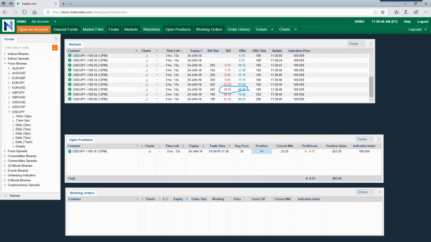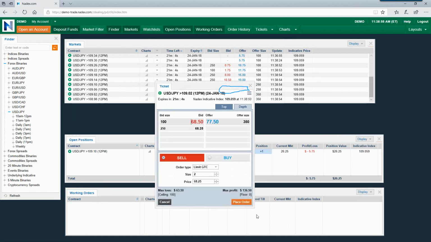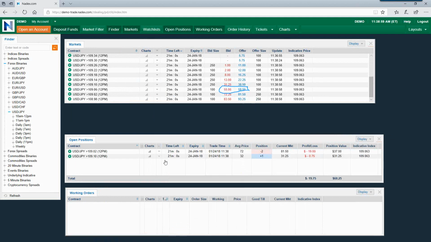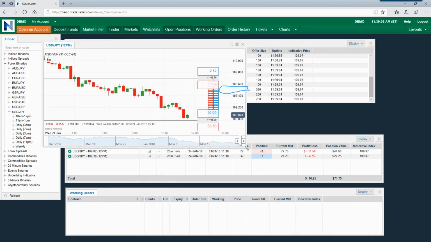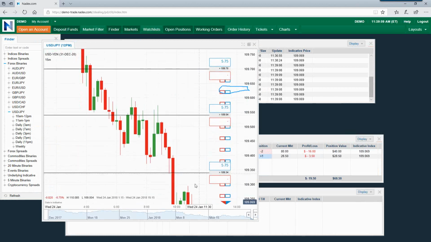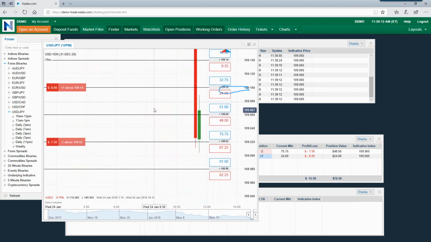Now I'm in, okay? Now, let's say that you don't agree with me and your bias is to the downside, okay? I'm going to do one short, okay? Well, I actually did two, but that's okay. Now, let's go and look at the actual chart, okay? And let me extend this out so you can see all of them.